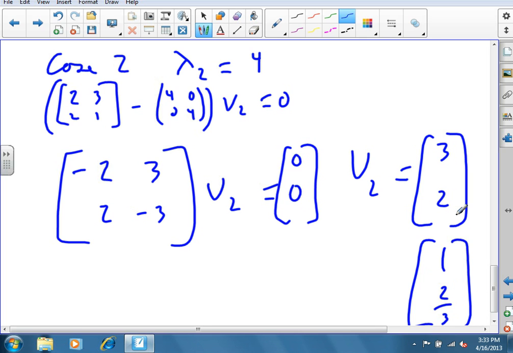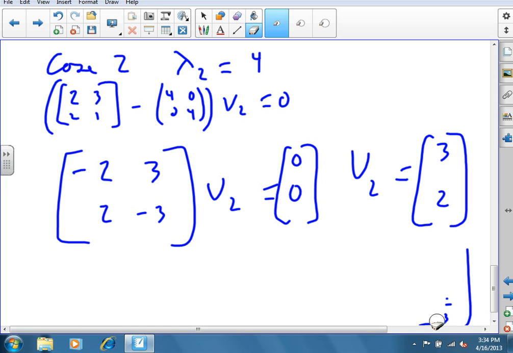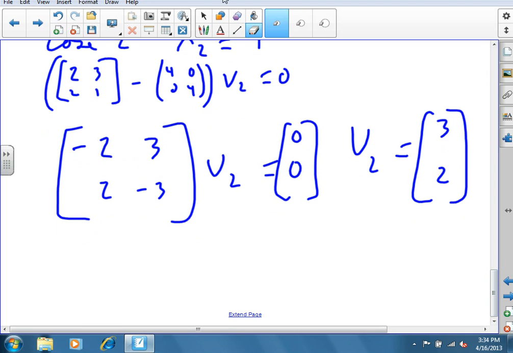So could you go 6, 4? Yeah, 6, 4 works. And 30, 20 works. And 300, 200 works. All those guys work, because there's a constant sitting in front of them anyway. We normally go with the simplest looking one. Okay, I don't have a final answer yet. So what's my final answer?